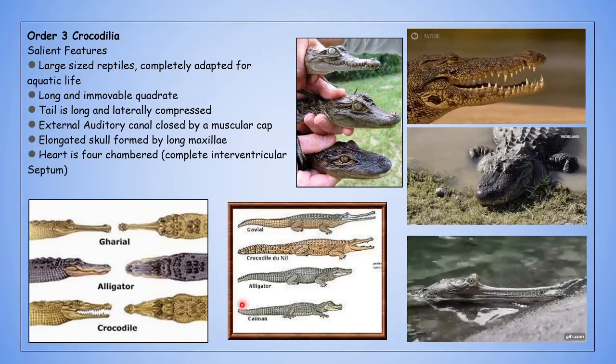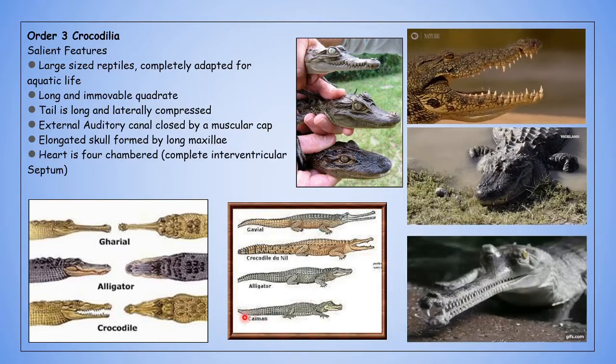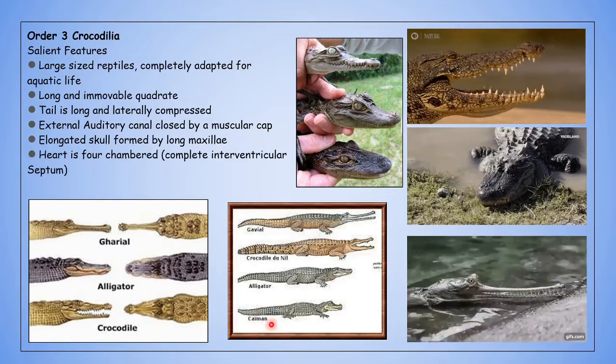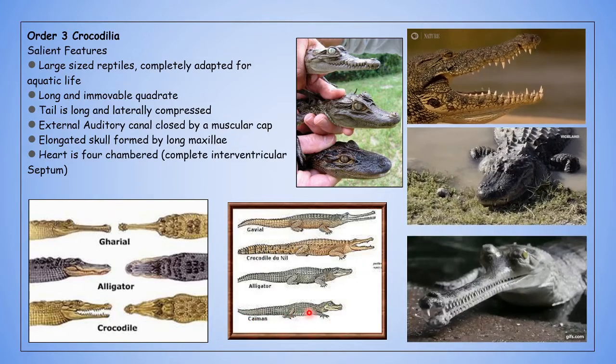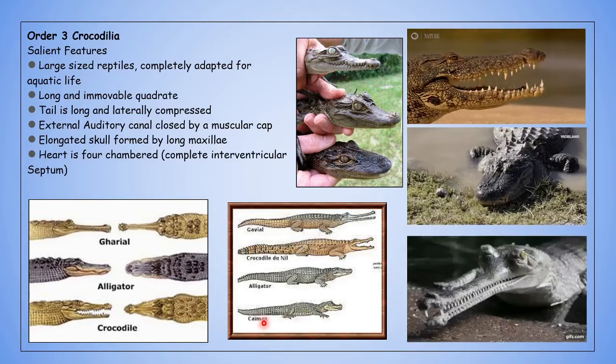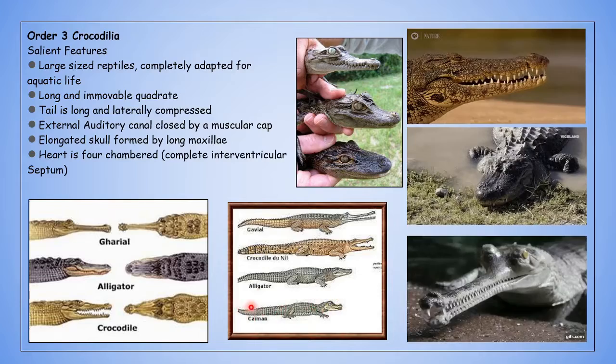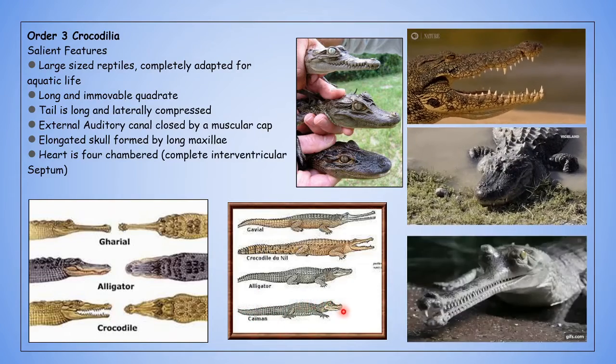Here there is one more category which is seen in the African regions, which is called the caiman. This is a smaller type of crocodilian included under the crocodilian family.